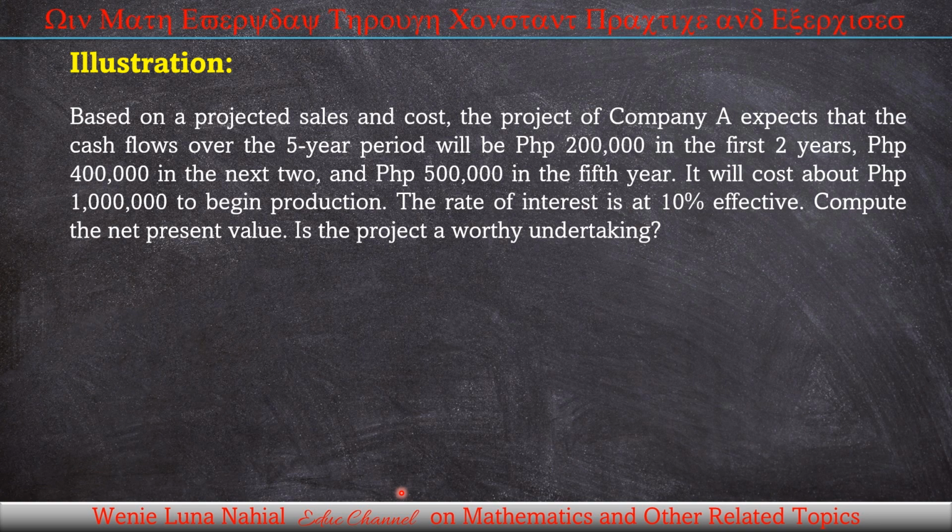Another illustration in which we are going to apply our knowledge about net present value. We have here, based on a projected sales and cost, the project of company A expects that the cash flows over the 5-year period will be 200,000 in the first 2 years. So, first year, 200,000. In the second year, 200,000. 400,000 in the next two. So, in the third year, 400,000. In the fourth year, another 400,000. And 500,000 in the fifth year. This is over a 5-year period of investment.